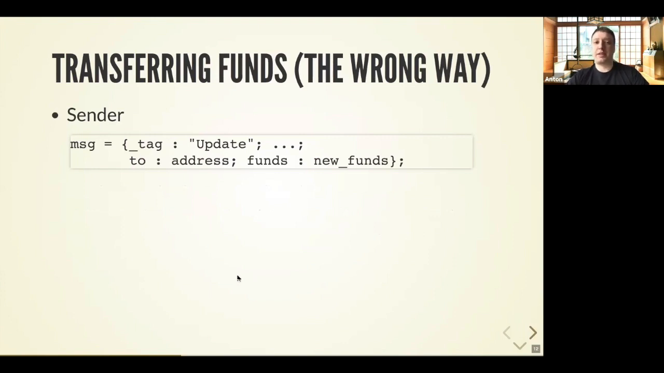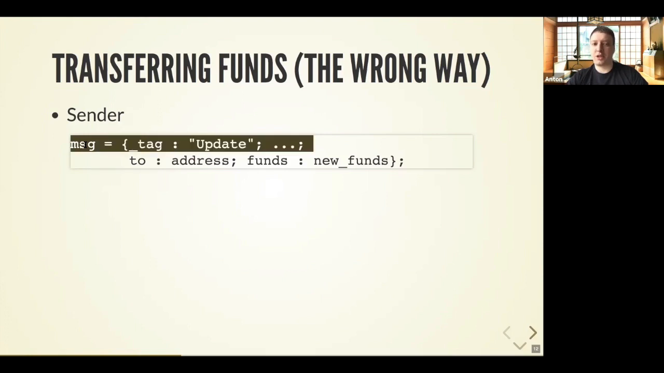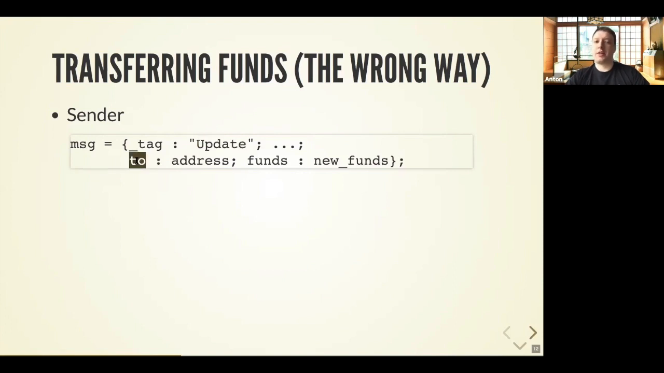So let's see how you can transfer funds the wrong way. Just to be a bit more concrete, let me use some Scilla syntax for that. So this is a Scilla message, right? This msg will hold some information. This update means that I'm going to call the update transition, and that's the address I'm going to send it to, right? I just skipped a bunch of message fields here. So I want to update the account with this address with this new funds value. So that's the sender part.